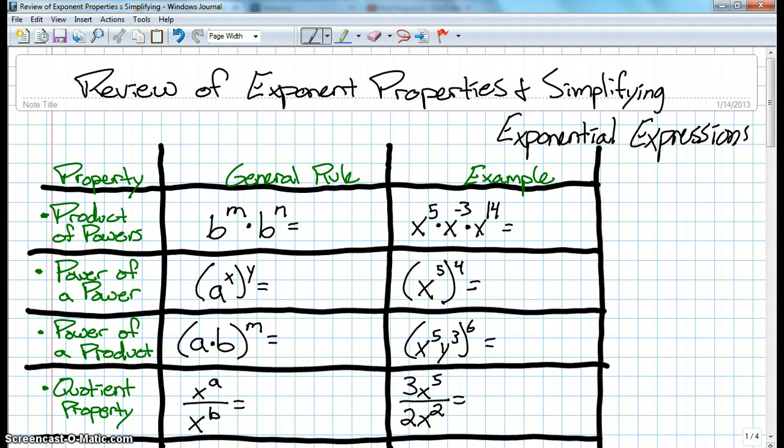review of these properties. The first one that we're going to look at is called the product of powers. Remember, I will never ever ask you to name all of the properties, but you do need to know what they look like and how to apply them.